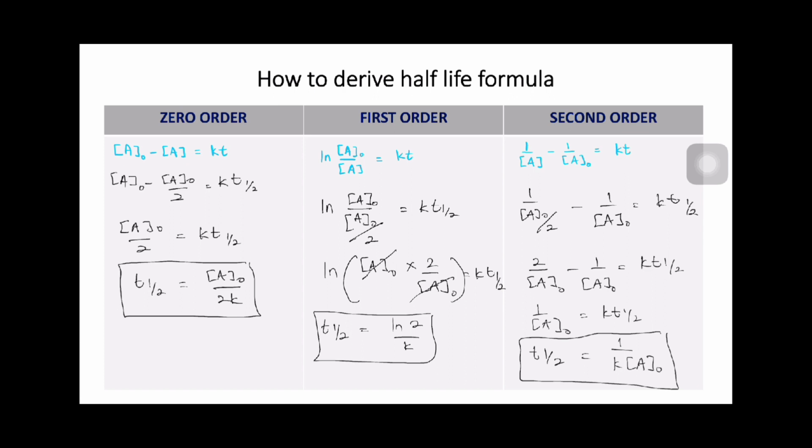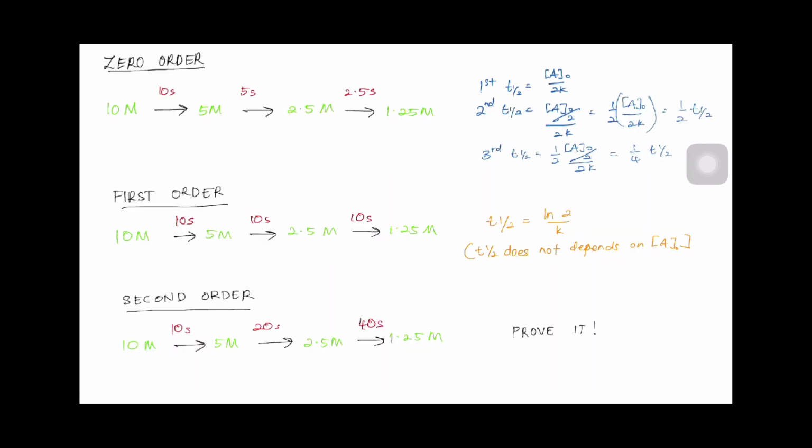Actually, you can just memorize the formula or you can derive the formula from integrated rate equation. What happened to the next half-life for zero order, first order and second order? For zero order, the next half-life becomes half of the first half-life. For example, the first half-life is 10 seconds. Next half-life is 5 seconds, while the third half-life becomes 2.5 seconds. All these values we can get from the formula.